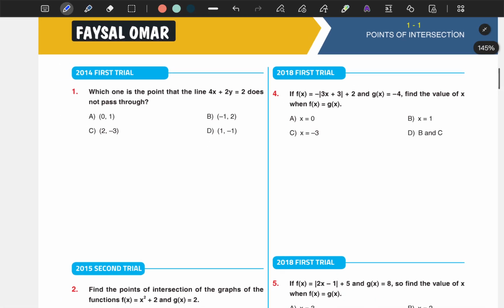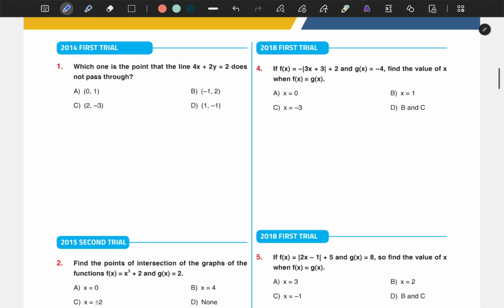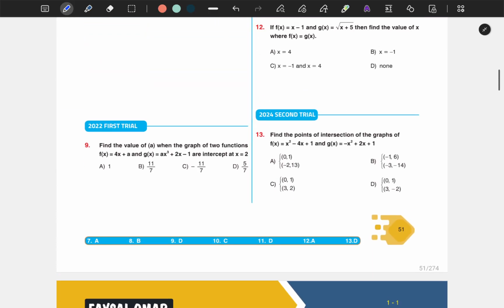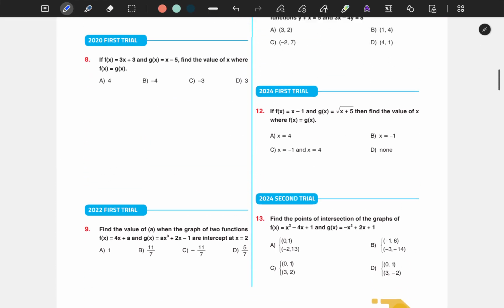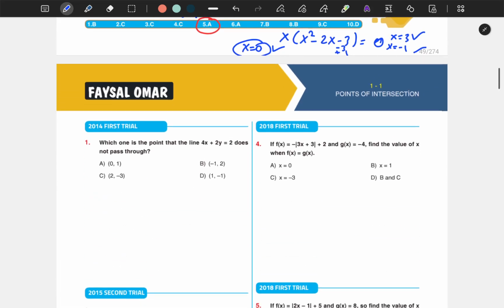Let me move to the Wezary question. Guys, Wezary question, it's easy. Let me check briefly how many questions we have. Yes, we have 13 questions. Yes, I think we can finish it. Yes, let us finish.